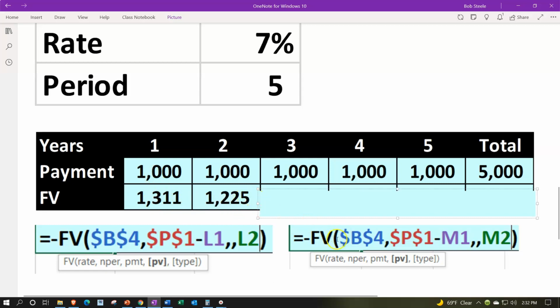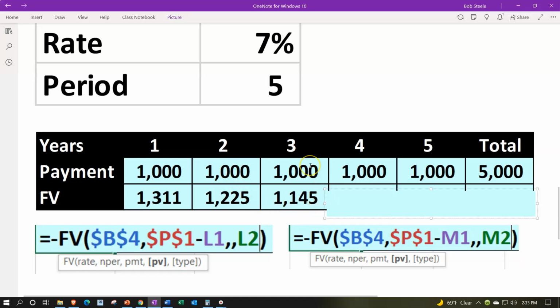And then this one is this one over here. We got the future value. We have the same rate because we absolute referenced it. That's the 7%, comma, number of periods. This cell 5 is the same because we made it absolute, minus M1, which is now representing 2, which moved from L1 to M1. So now we got 5 minus 2, which is representing the 3 periods after that are remaining, comma, no payment because it's not an annuity, comma, the present value of the 1,000 then gets us to that 1225.